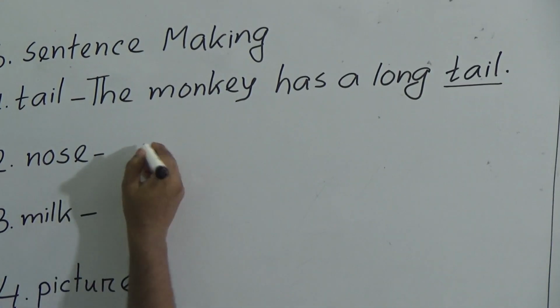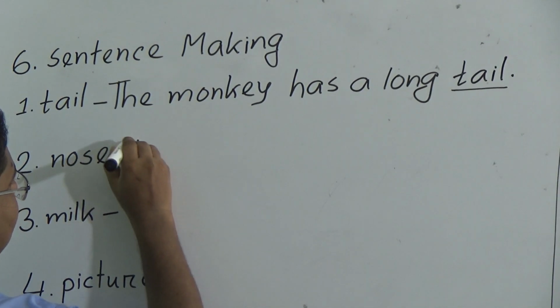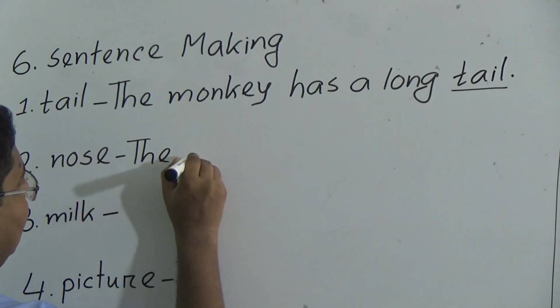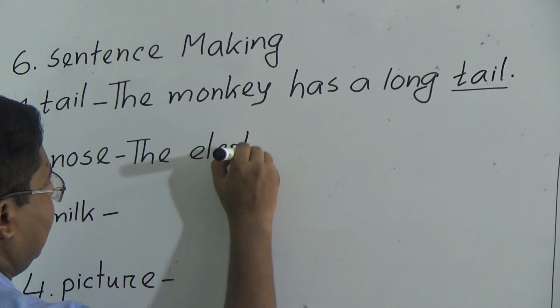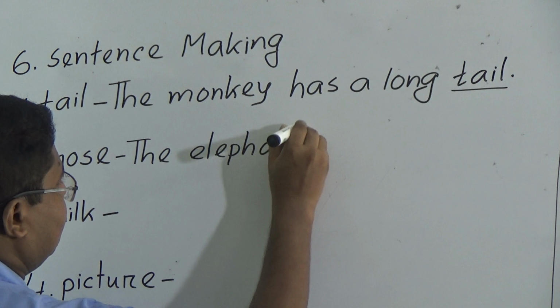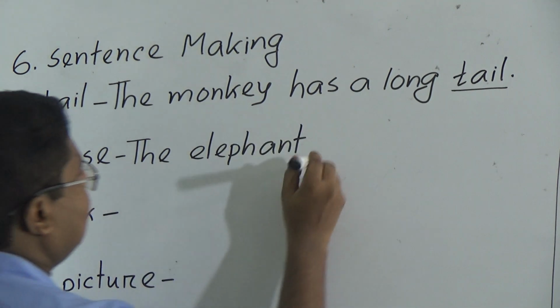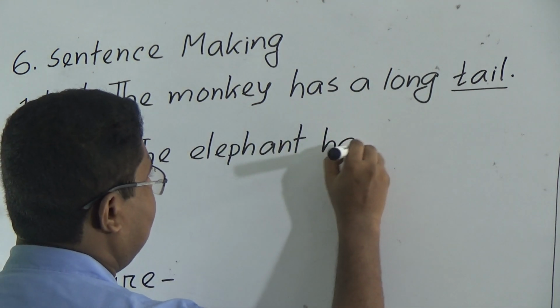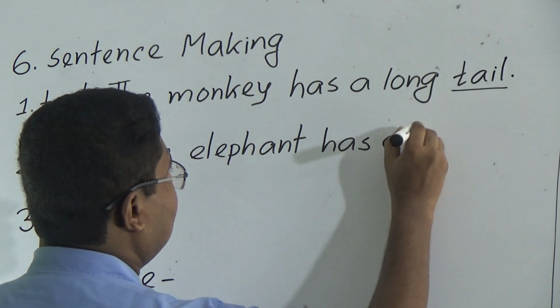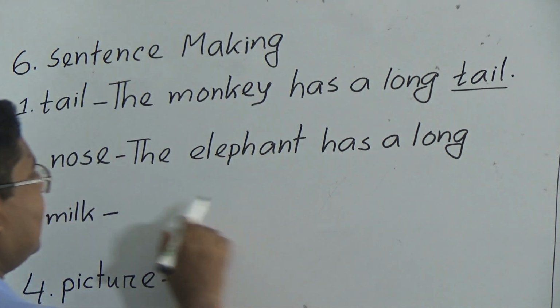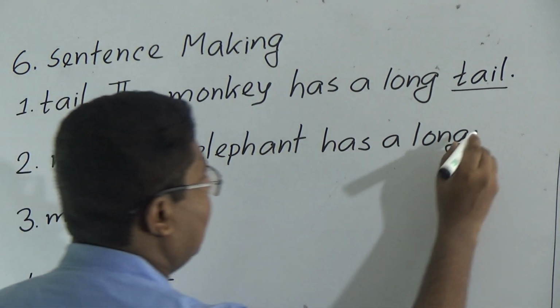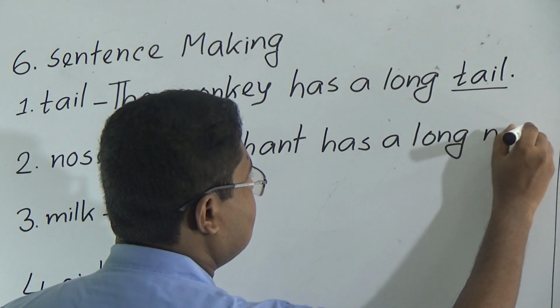Number 2, nose. So if I write, the elephant, E-L-E-P-H-A-N-T, the elephant has a long nose. So these two sentences are similar. The elephant has a long nose.